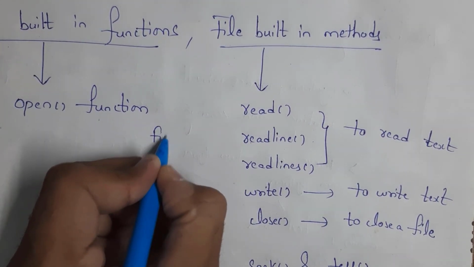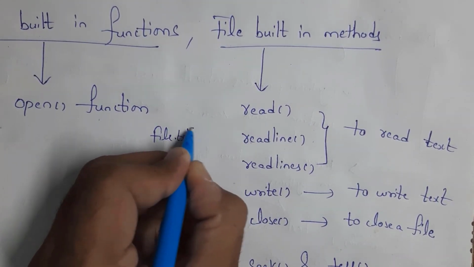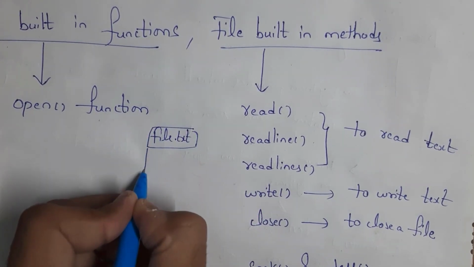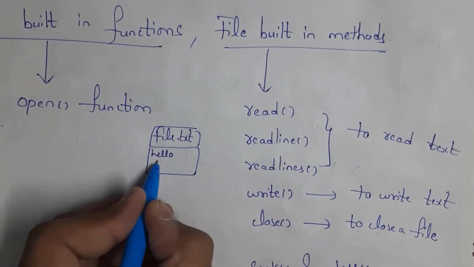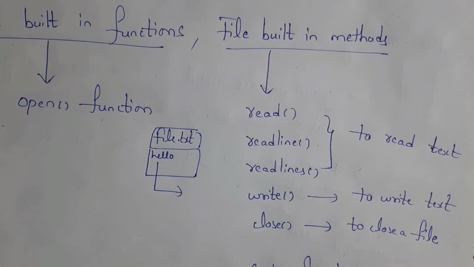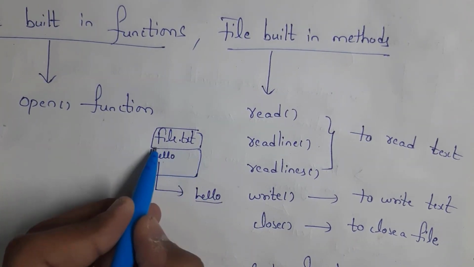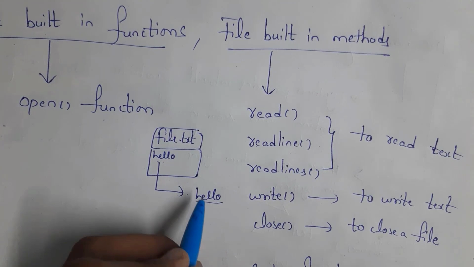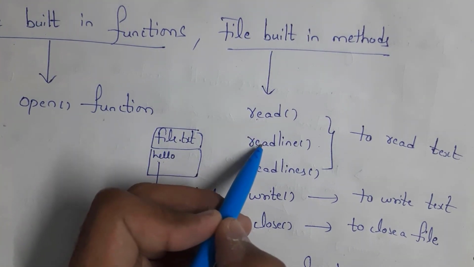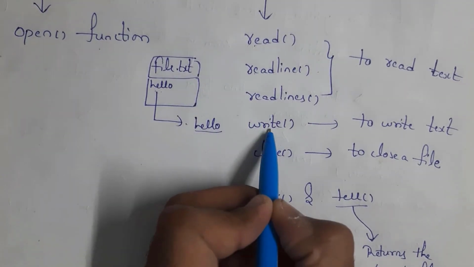The text file name is file.txt. This text file contains data, that is hello. Now I want to see this data in my Python terminal. In order to see this file data in your Python terminal, you can use the read method, readline method, or readlines method. By using the write method, we can write text.